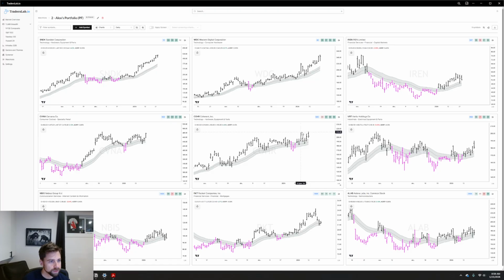Core was rejected at the most recent swing high. That's okay. Let it base. We might need to backtest to shake out a bit and continue to build that right side. I'm all good with it.